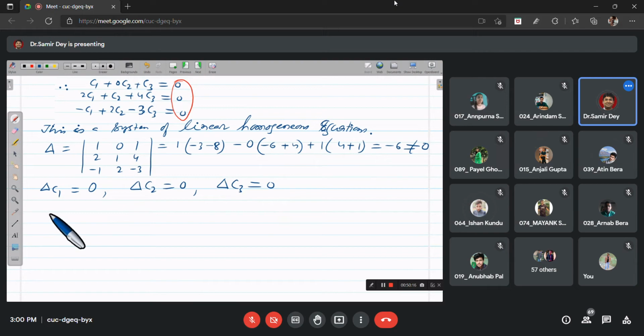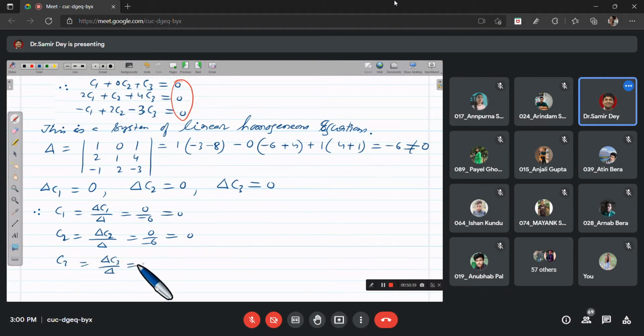So therefore we can write C1 equals del C1 by del, that means 0 by minus 6, which is equal to 0. C2 equals del C2 by del equals 0 by minus 6 equals 0. C3 equals del C3 by del equals 0 by minus 6 equals 0. Okay. All of C1, C2, C3 are 0. Correct?